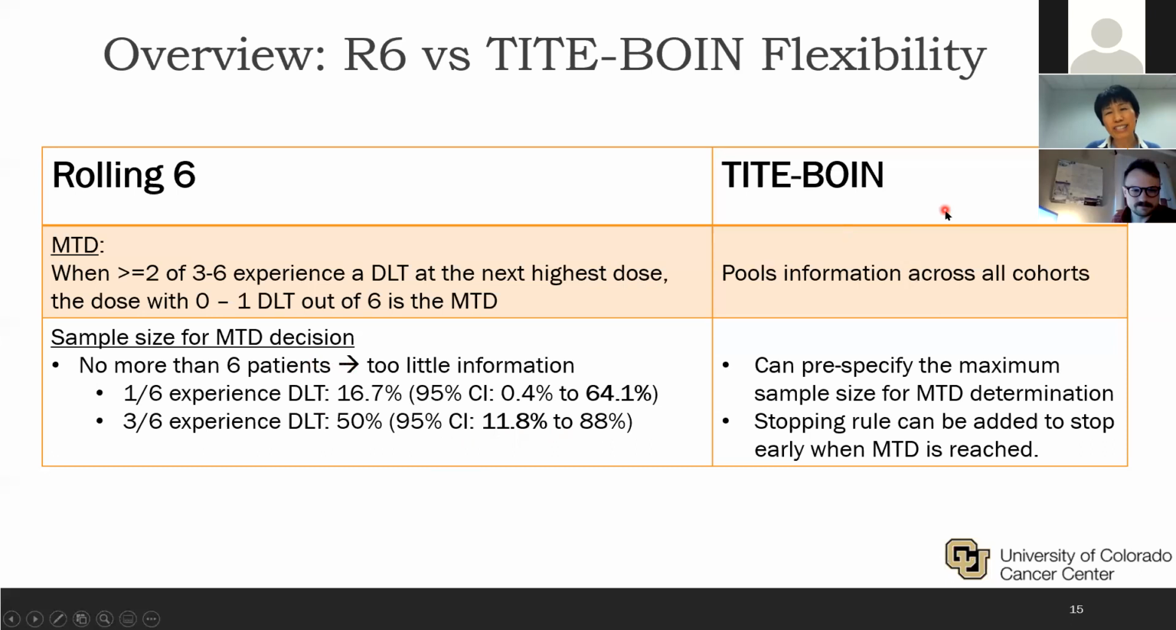The time-to-bound design allows us to pre-specify the maximum sample size, so we will have adequate sample size for the MTD determination. In addition, we can impose a stopping rule when the MTD is reached. Thus, we can save patient resources and stop the trial early. However, this needs to be done during the design phase.